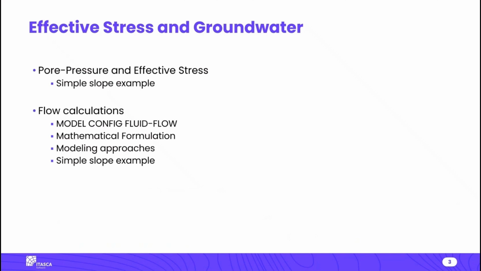So, effective stress and groundwater. I'll start just by talking about pore pressure and effective stress and how you can assign pore pressures. And we'll just do a super simple slope example. This is related to solving problems where you just specify the pore pressure, but you don't actually perform fluid flow analysis. Then the second part is related to actually calculating fluid flow through the system and how that works. And we'll continue on with the slope example.